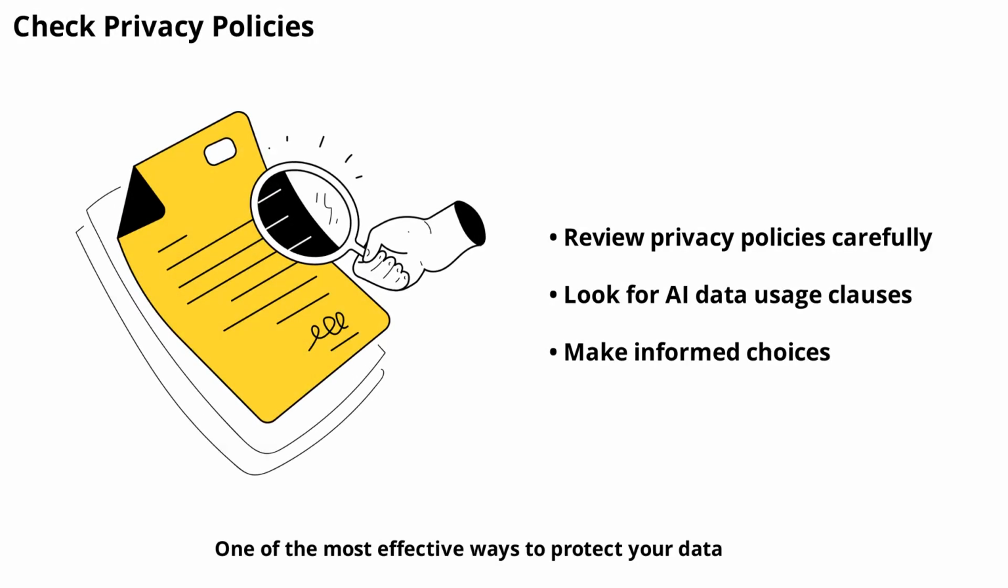One of the most effective ways to protect your data is by reviewing the privacy policies of the services you use. These documents outline how your information is collected, stored, and potentially shared. Look for sections that mention data usage for AI training or third-party sharing. If a service's policy is unclear or seems invasive, consider whether you want to continue using it. Being proactive about reading privacy policies empowers you to make informed choices about your data.